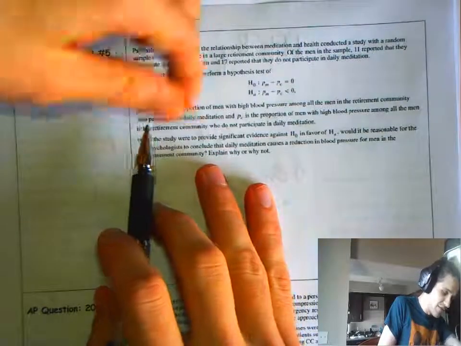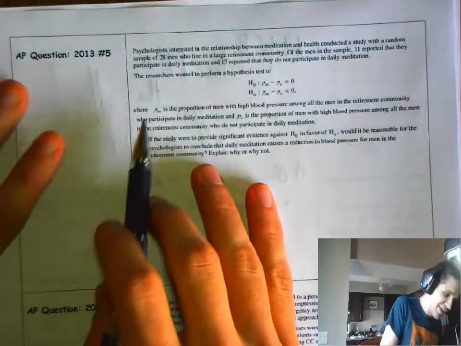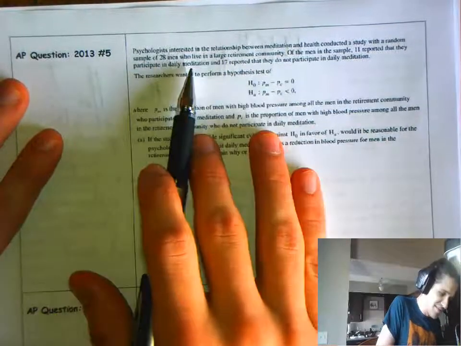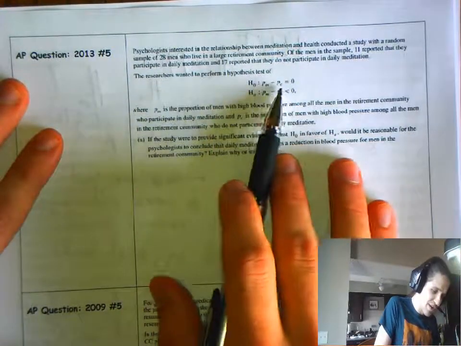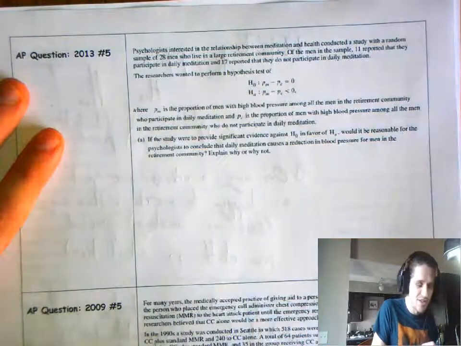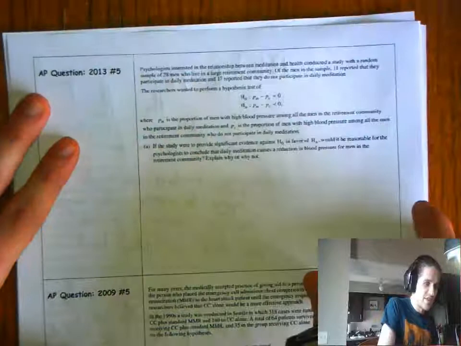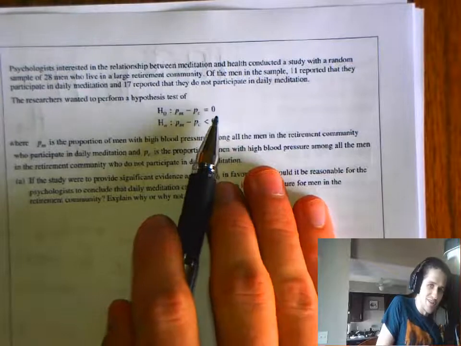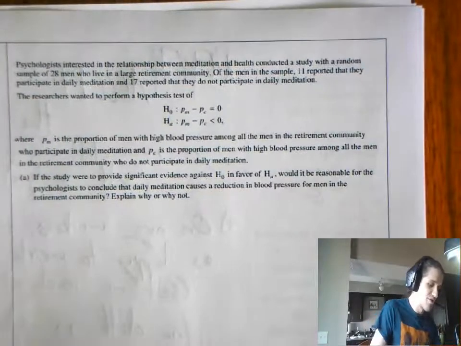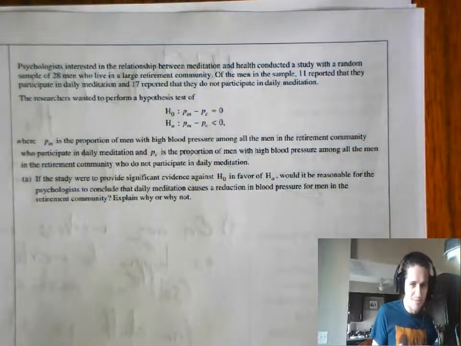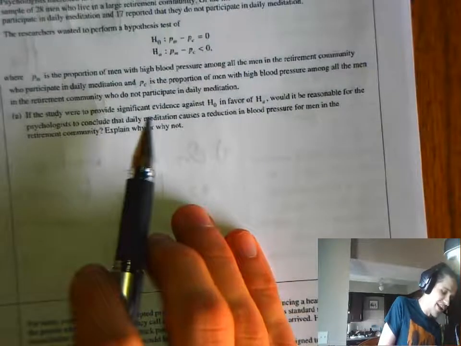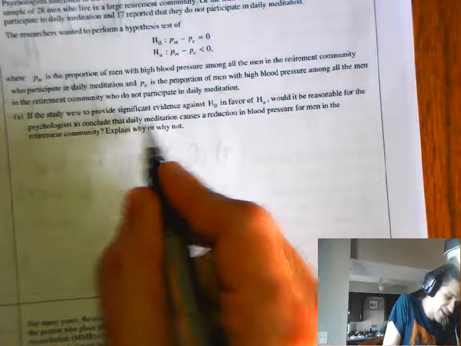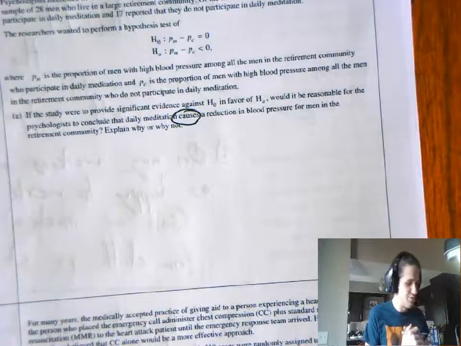We did a little study on some meditators. 28 men live in a large retirement community. 11 said they meditated. 17 don't. We wanted to test whether their proportion of high blood pressures are different. If the proportion of meditators minus the proportion of non-meditators is 0, that means they have equal proportions of high blood pressure. Maybe the meditators have a smaller proportion of high blood pressure. If the study were to provide evidence against the H0 in favor of the Ha, would it be reasonable for the psychologist to conclude that daily meditation, here's the key word here, causes a reduction in blood pressure?